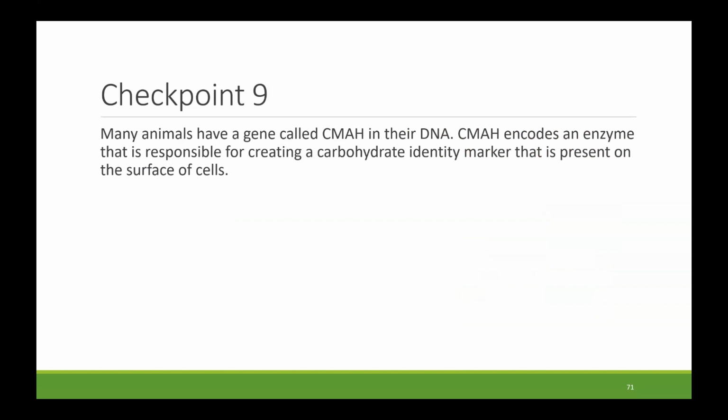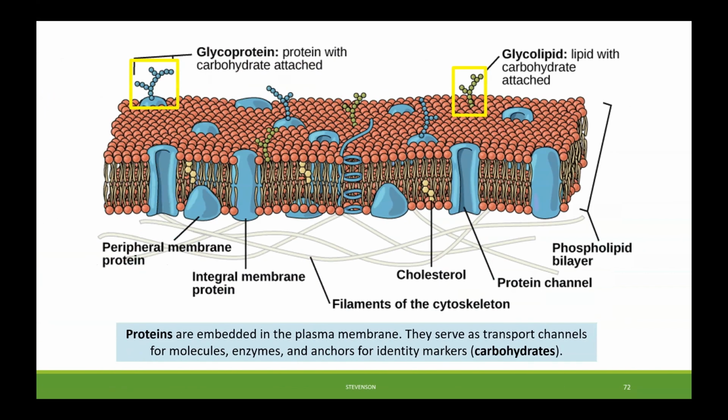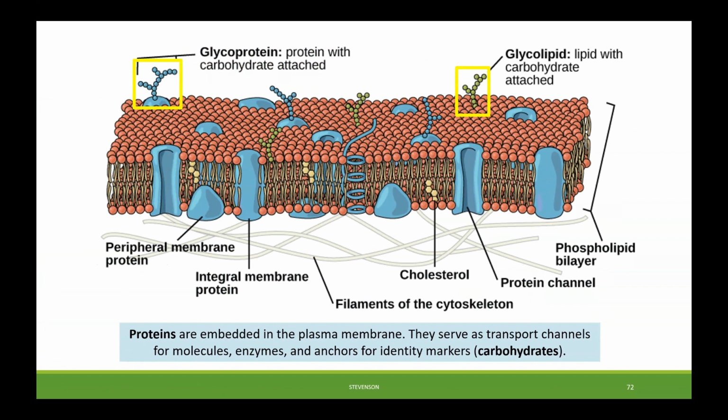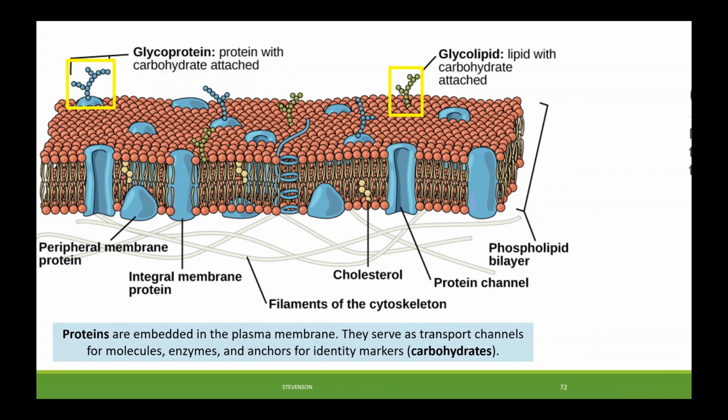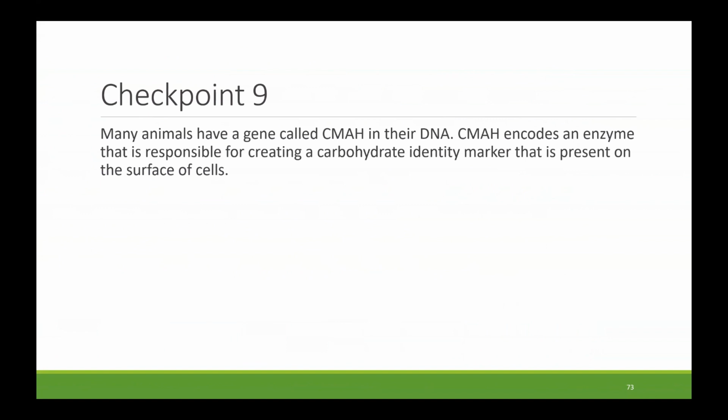Next, many animals have a gene called CMAH in their DNA. CMAH encodes an enzyme that is responsible for creating a carbohydrate identity marker that's present on the surface of cells. So remember from back in chapter 3, one of the features of cell membranes is that they have carbohydrates sticking off of the outer surface, which is what's highlighted in the yellow boxes here. And these carbohydrates can behave like the cell's ID badge and serve as identity markers for recognition by other cells. So CMAH is a gene that makes an enzyme that makes one of these carbohydrate ID markers.